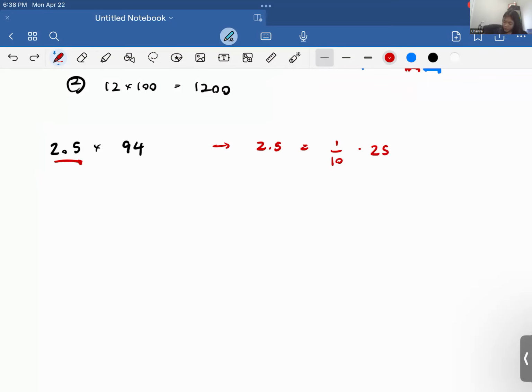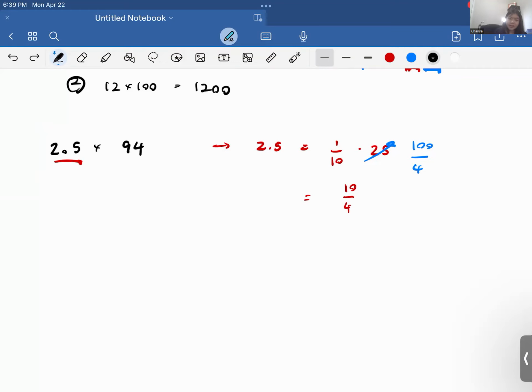So then you think again, what's 25? 25 is 100 over 4, right? So since 2.5 is 1/10 of that, when you multiply by 2.5, you multiply by essentially 1/10 of 100 over 4, which is equal to 10 over 4. In other words, when you're multiplying like this, you're dividing by 4 and then multiplying by 10. Okay, does that make sense?